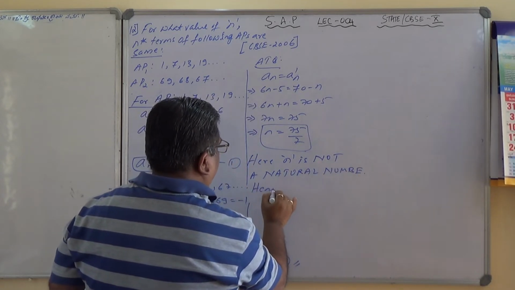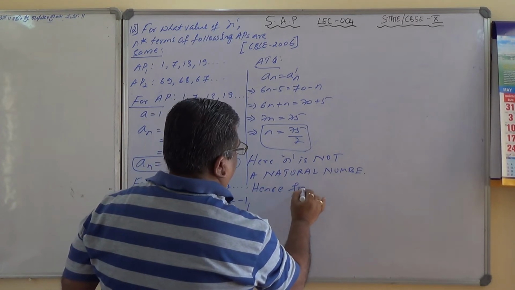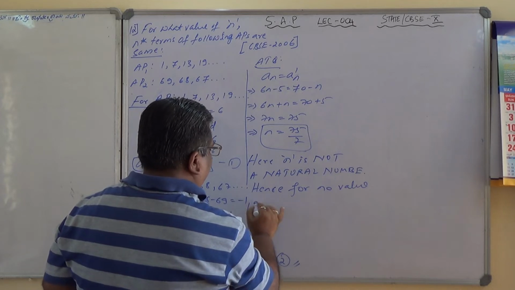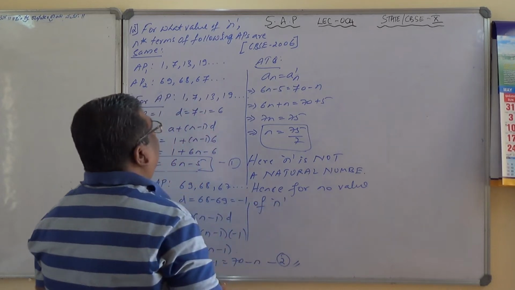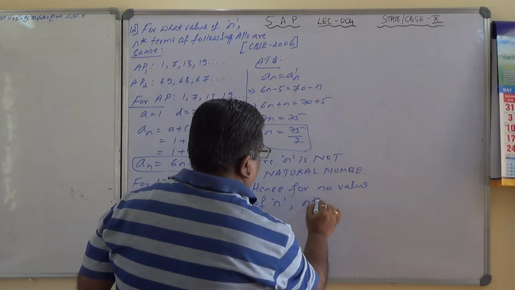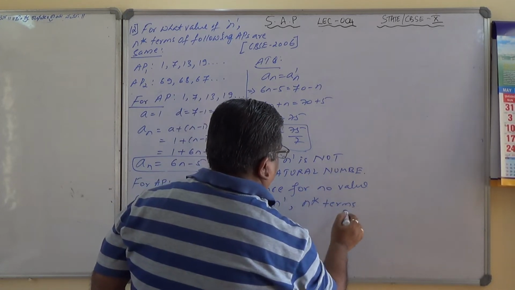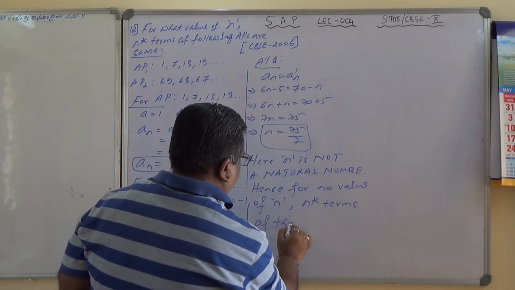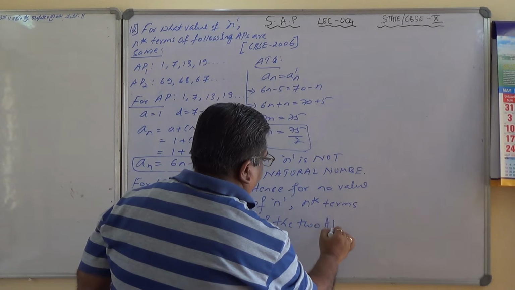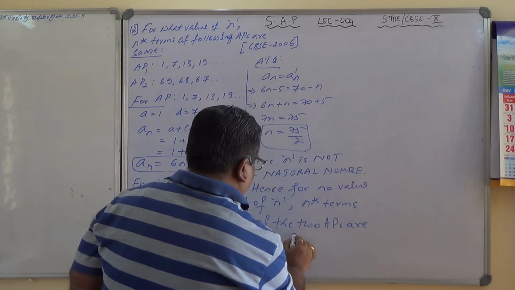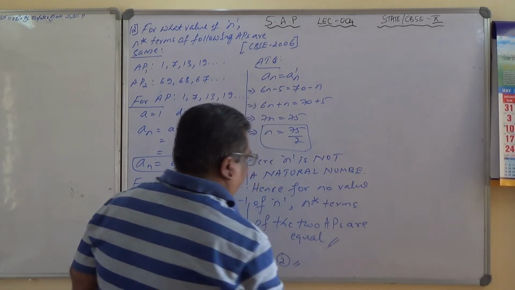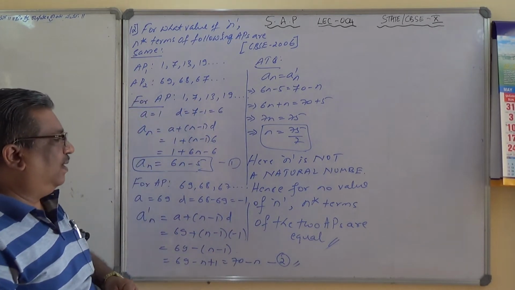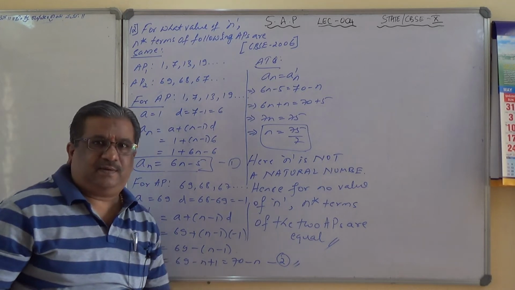Hence, for no value of n are the nth terms of the two APs equal. For no value of n, the nth terms of these two APs are equal. So this is what you have to write as the answer. Okay, note down.